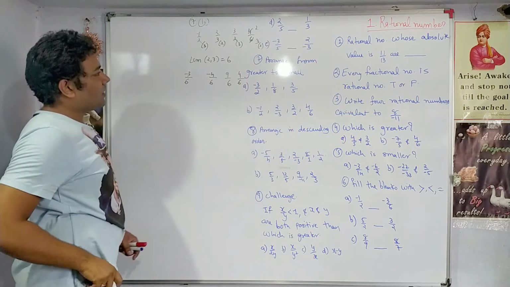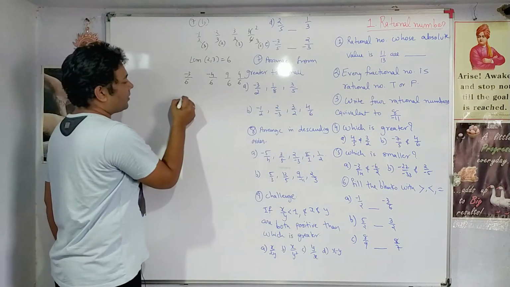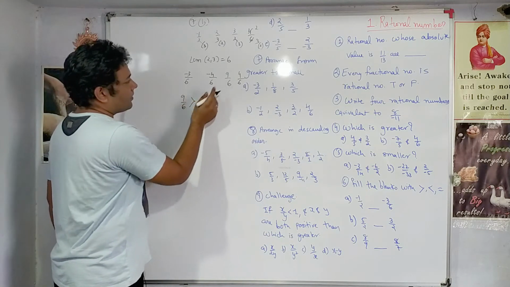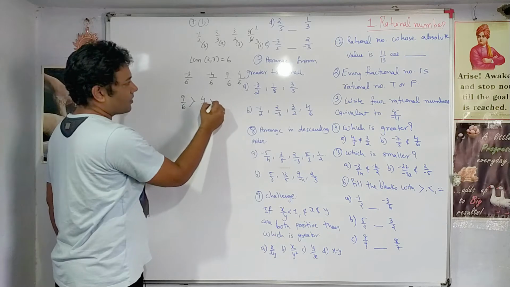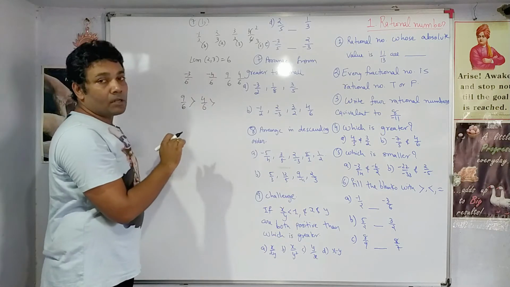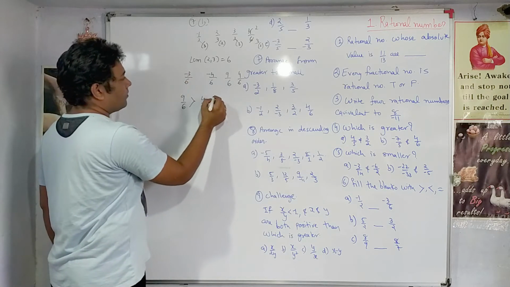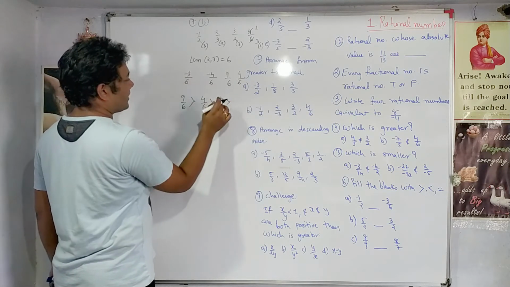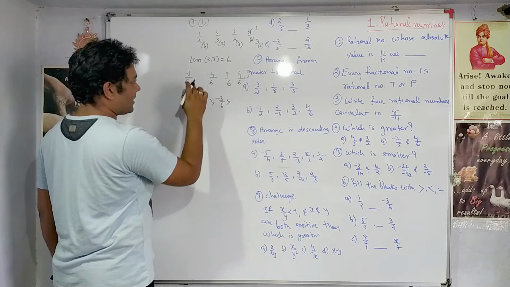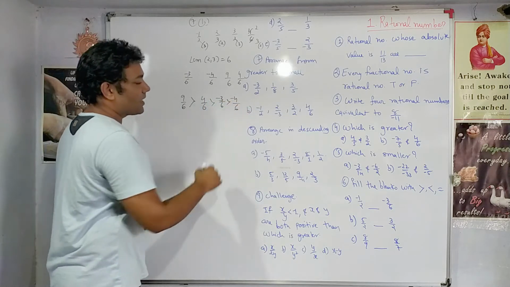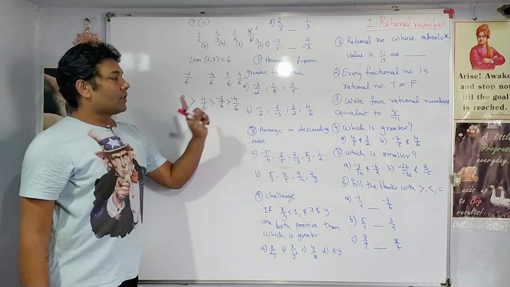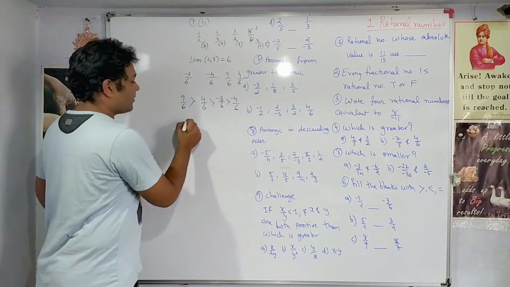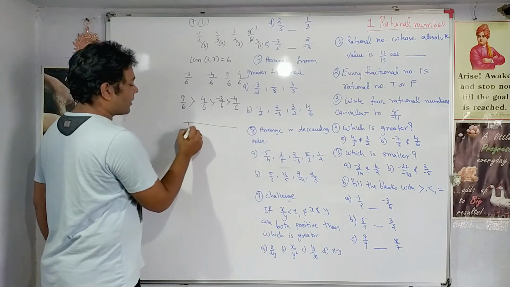Now you can easily arrange which is the greatest number: 9 by 6, then 4 by 6, right? And in case of the negative numbers, minus 3 by 6, and then the smallest will be minus 4 by 6. I hope these negative numbers do not confuse you. I'll draw a number line and show you once again.